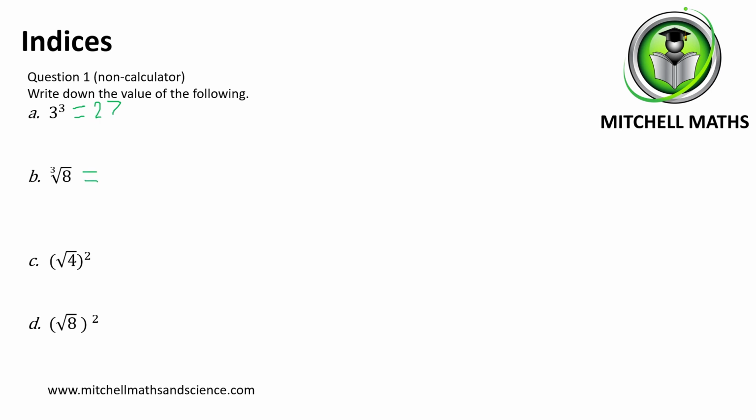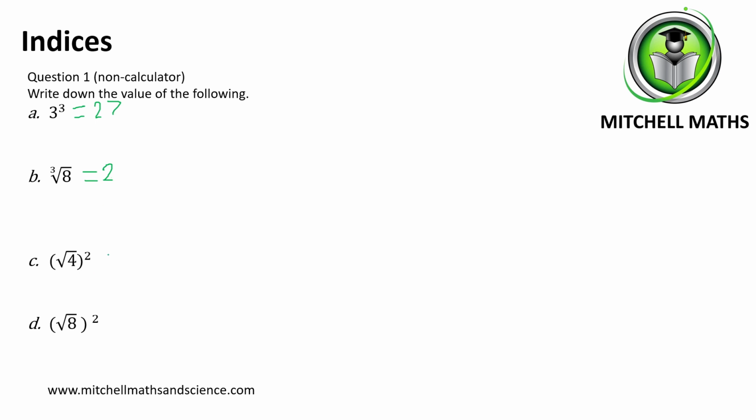Now, part B is the cube root of 8. What we need to think about here is what number multiplies together 3 times to get 8. And again, back to the tables, that would be 2 if you know your indices well. If you didn't know your indices well, you'd be able to work it out because it's 8, so it's going to be a really small number. And 2 times 2 is 4, times by 2 again is 8.